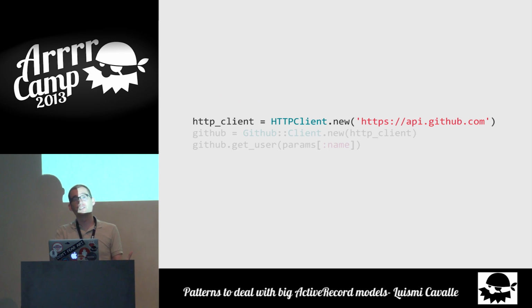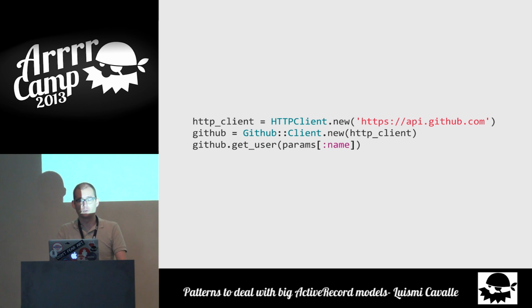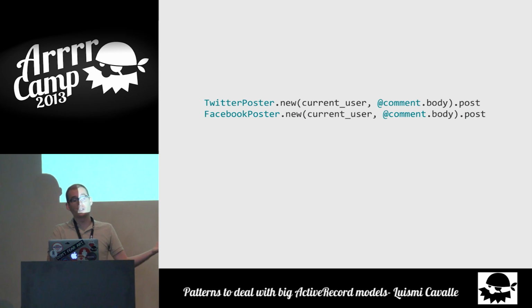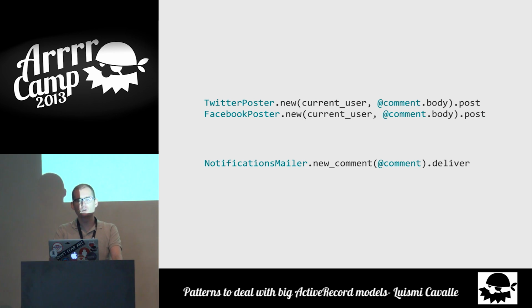We need to instantiate an HTTP client, which is a dependency of the gateway object. Using dependency injection is optional. It's not part of the pattern. And in this example, we are using dependency injection. So we instantiate the gateway, the GitHub client object, passing the dependency, and then we just invoke the get_user method. A couple of other examples of gateway objects: one for posting to Twitter, another one for posting to Facebook. It's interesting to note that in Rails, Action Mailer objects follow a similar pattern, and we can take those as a reference when writing our own gateways.